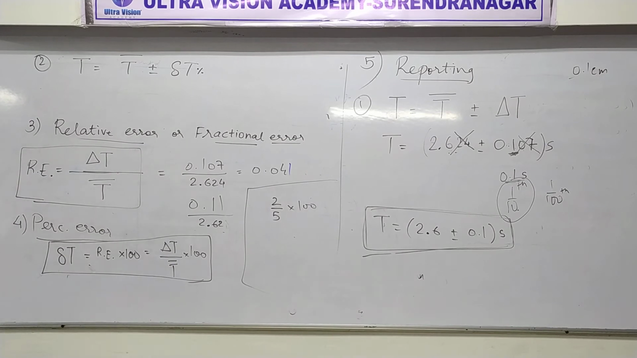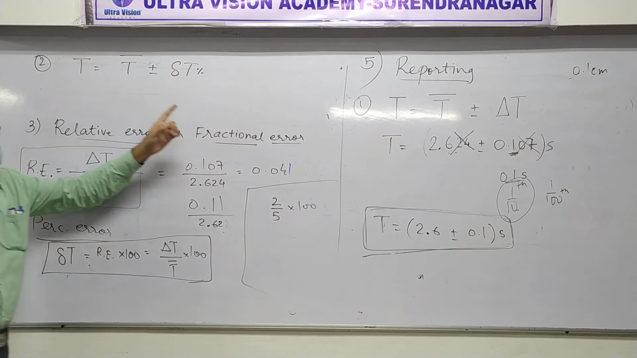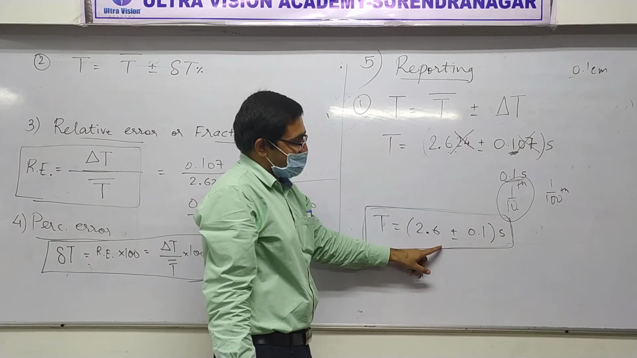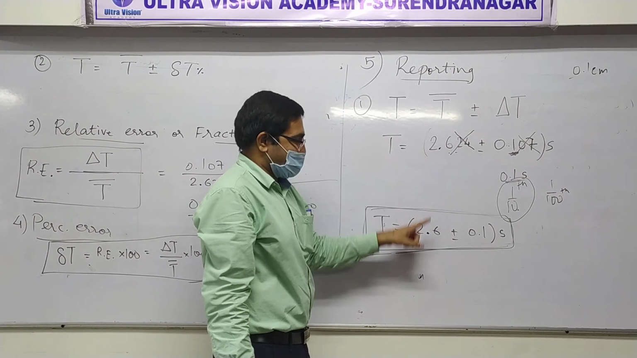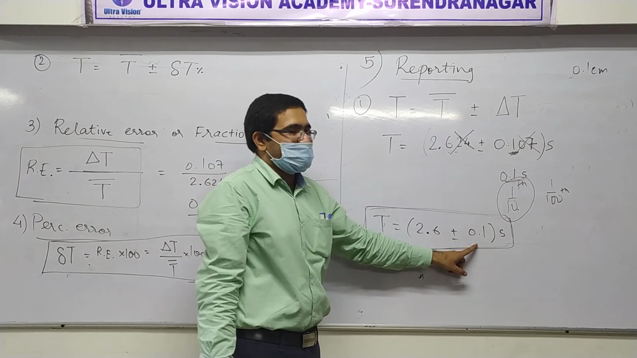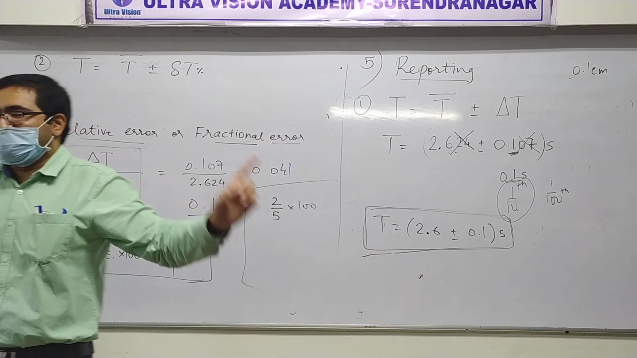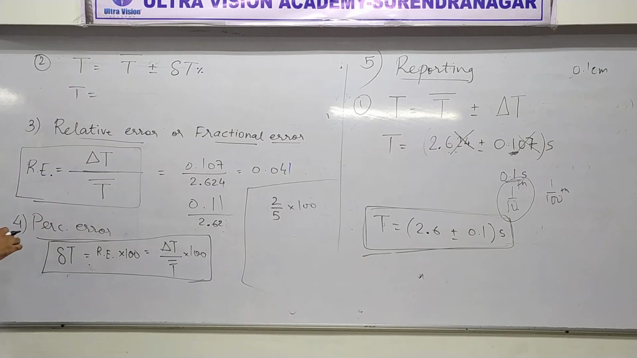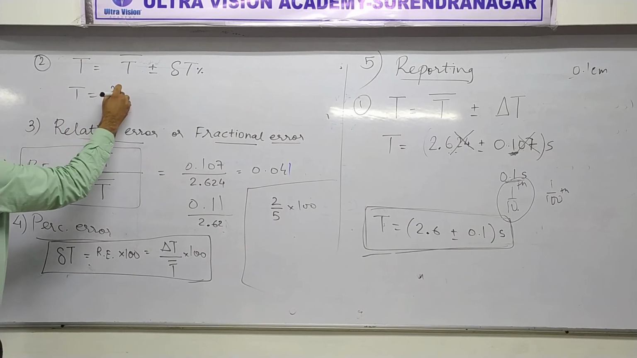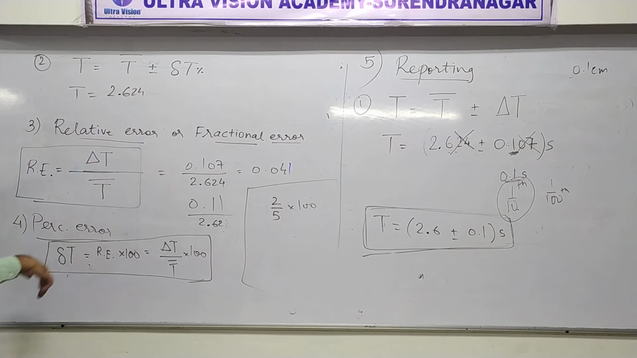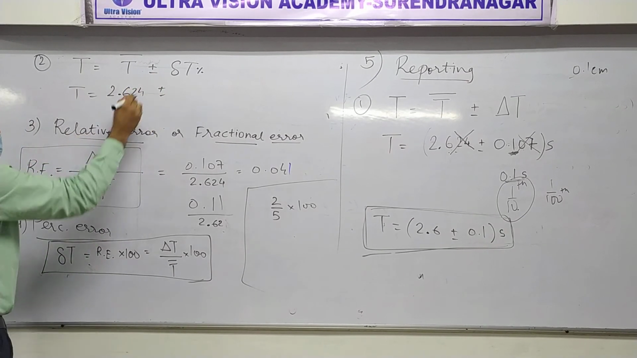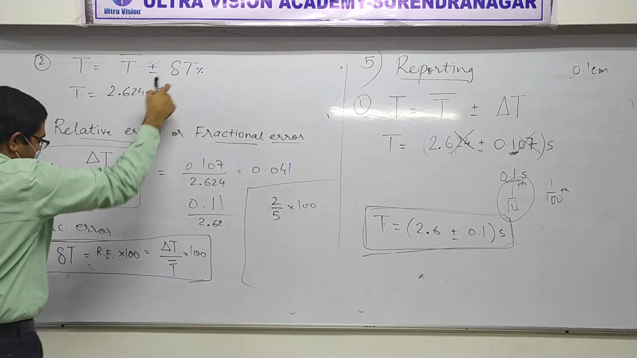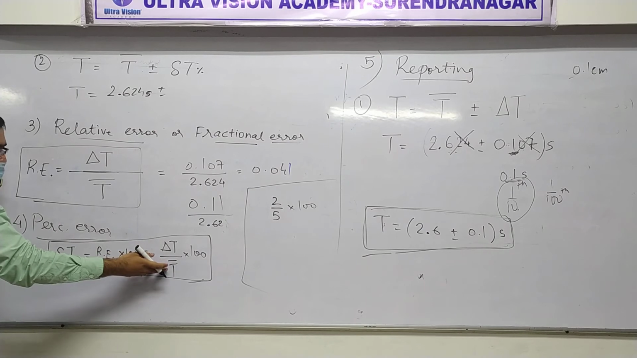The second type of reporting is this format. You have to remember this format. It looks like this: t bar 2.6, delta t 0. Clear or not? The other kind of reporting: t bar equal to, how much is t bar again? 2.624. Write 2.624, no problem. Plus or minus, here the unit is second. Plus or minus delta t percent means how much is the error in percentage?